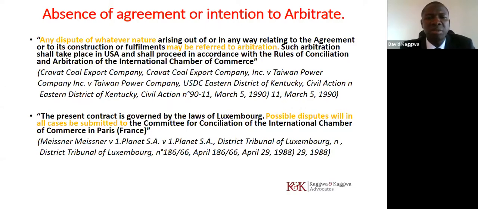Another example is the clause below. The present contract is governed by the laws of Luxembourg. Possible disputes will in all cases be submitted to the Committee for Reconciliation of the International Chamber of Commerce. So possible disputes, in a way, someone can interpret it to mean that it doesn't have finality. So it's always wise that in drafting, the opening statements are very, very important. Any dispute regarding the contract interpretation, performance, you must make sure that the arbitration clause is exhaustive and that the parties have agreed to resolve it through arbitration and not in any other way.